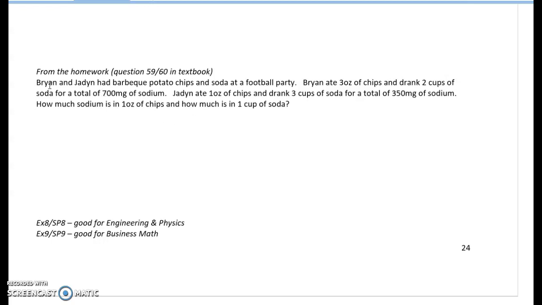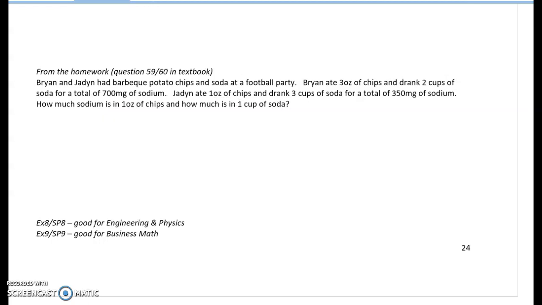So it says, Brian and Jaden have barbecue potato chips and soda at a football party. Brian ate 3 ounces of chips and drank 2 cups of soda for a total of 700 milligrams of sodium. Jaden ate 1 ounce of chips and drank 3 cups of soda for a total of 350 milligrams of sodium. How much sodium is in 1 ounce of chips, and how much is in 1 cup of soda? So these are pretty common system of equation problems.